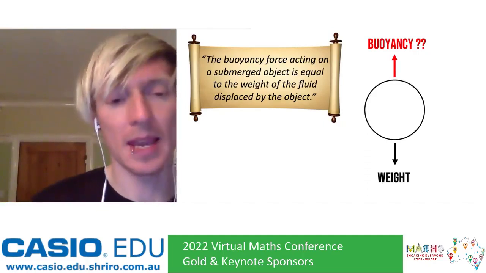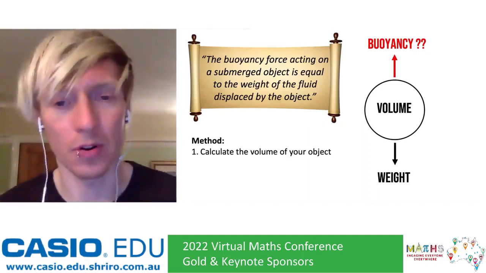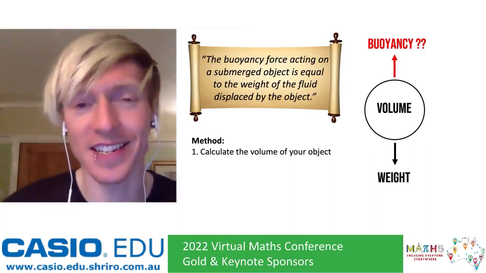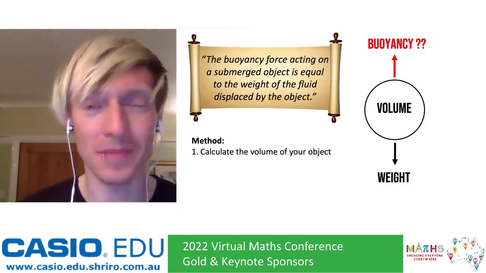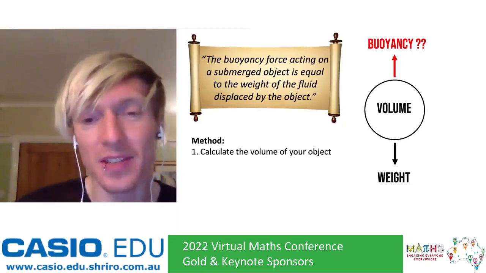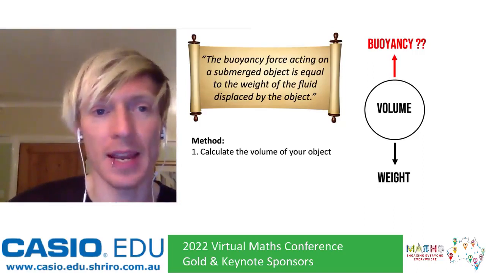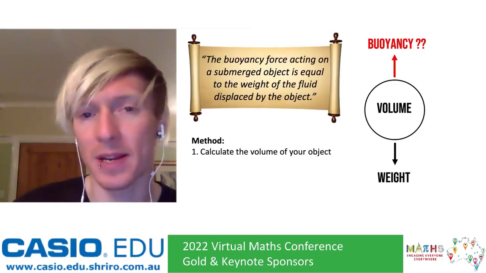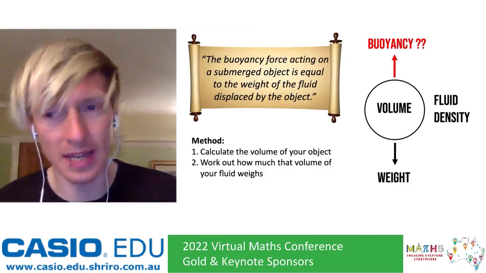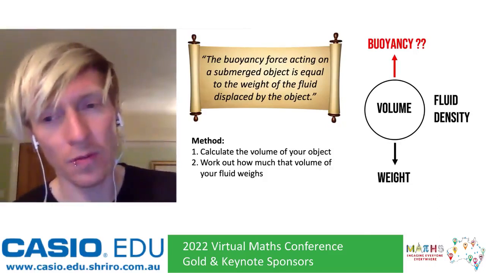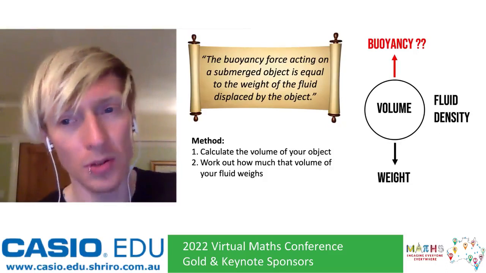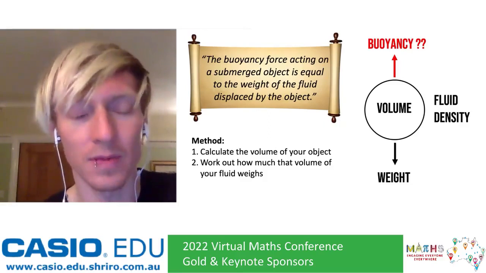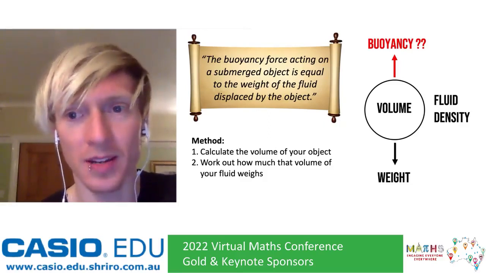So what you have to do is calculate the volume of your object. That's the first thing you need to know. And there's a lot of interesting exercises and fun to be had here in looking at different shaped objects, but we're just looking at spheres. So you need to know the volume of your object. The buoyancy force acting on a submerged object is equal to the weight of the fluid displaced by the object. So we need to know the density of your fluid. If we know the volume of our object, then you multiply the volume by the fluid density, and that gives you exactly the weight of the fluid that's been displaced by that object.